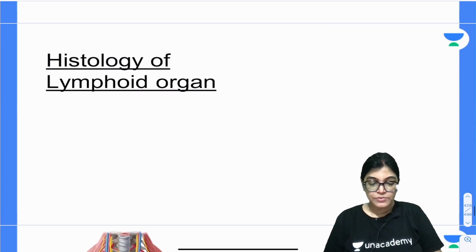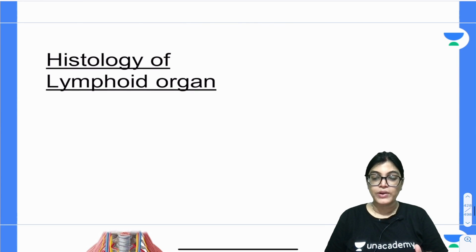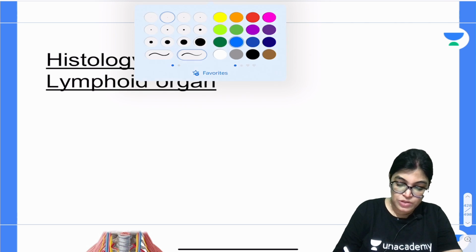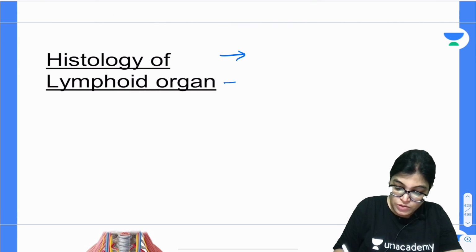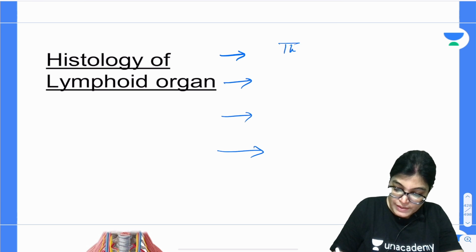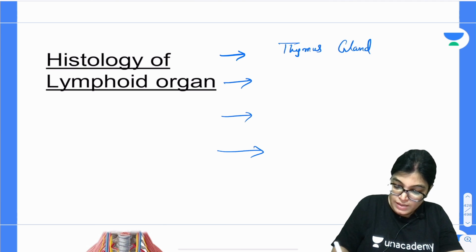So this is done. So let's start with the histology of lymphoid organ. When I am talking about the histology of lymphoid organ, in this category I am going to cover the following lymphoid structures. The lymphoid structures which I am going to cover are the 4. So firstly we will talk about the thymus gland, lymph node, spleen and tonsil.